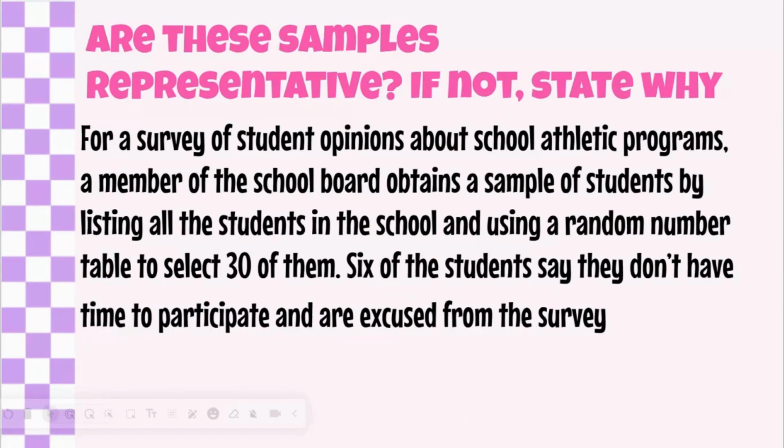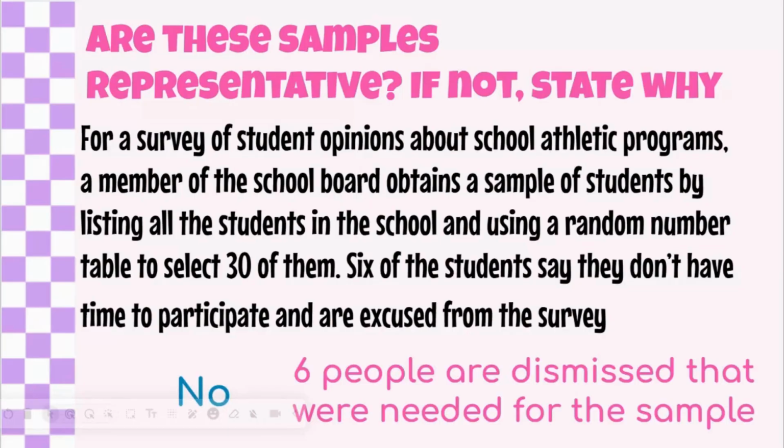The next one says, for a study of survey opinions about school athletic programs, a member of the school board obtains a sample of students by listing all the students in the school and using a random number generator to select 30 of them. 6 of the students say they don't have time to participate and are excused from the survey. So this would have been a good sample. However, you can't just let 6 people not be in the survey. So those 6 people that were dismissed were needed for this sample.